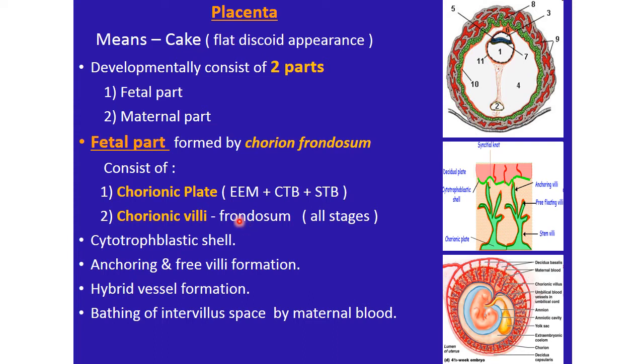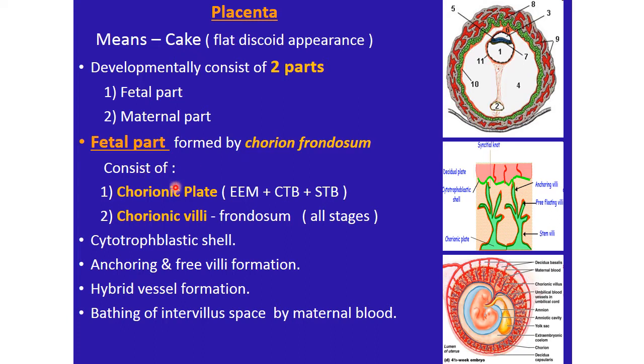The meaning of the placenta is literally a cake, and the name is given due to its shape. It has a flat discoid appearance when the placenta is recently shed after the parturition. The placenta consists of two parts, the fetal part and the maternal part. The fetal part is formed by the chorion frondosum. Chorion frondosum is that part of the chorionic sac where the maximum development of the chorionic villi takes place.